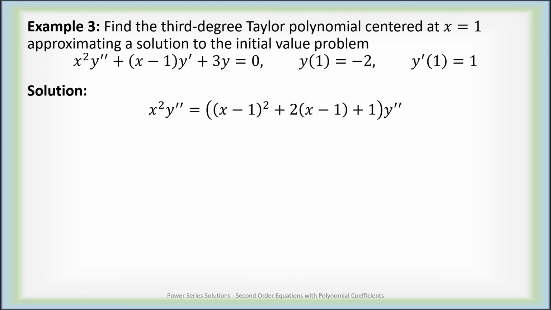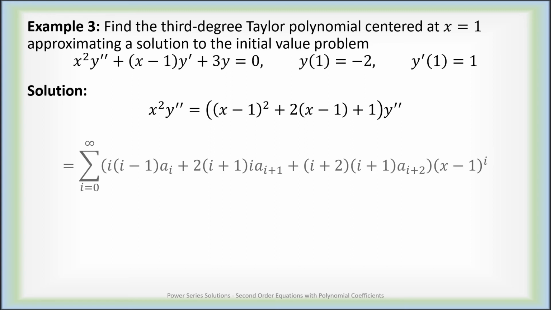So here is how we have re-expressed x squared so that every power of x is actually buried in an x minus 1. Taking all of the power series from the previous slide and putting them together correctly gives us this expression. They all had a shared factor of x minus 1 to the I. They all began at index 0. And here is what we had for x minus 1 squared plus 2 times x minus 1 plus 1, times y double prime.